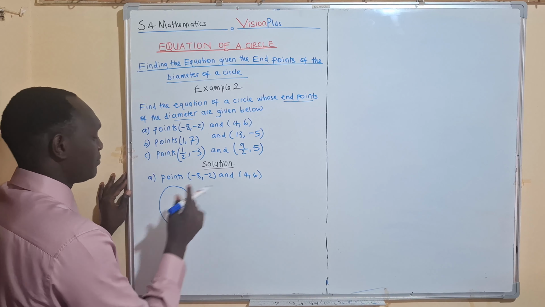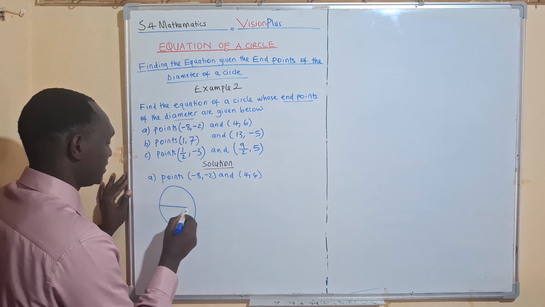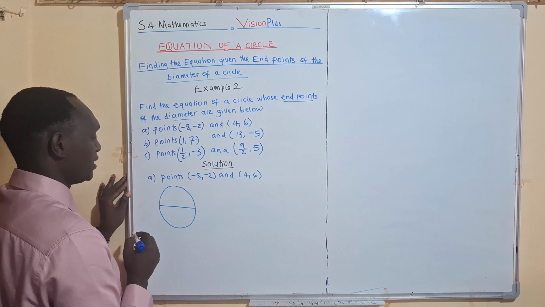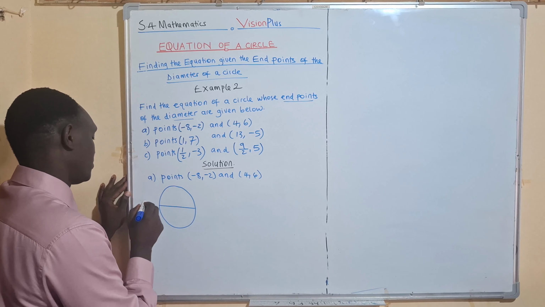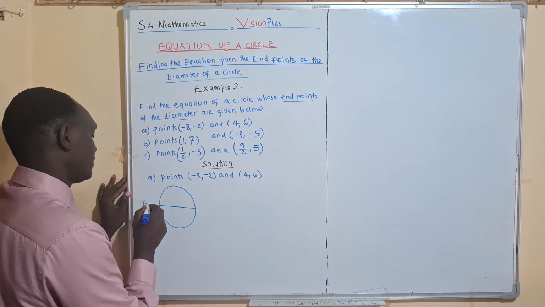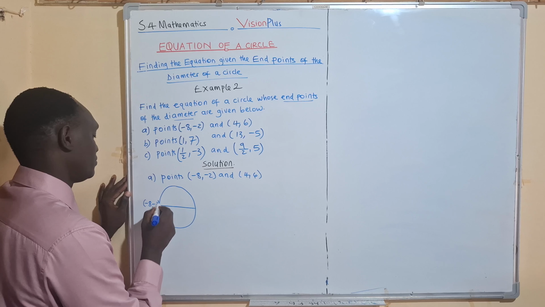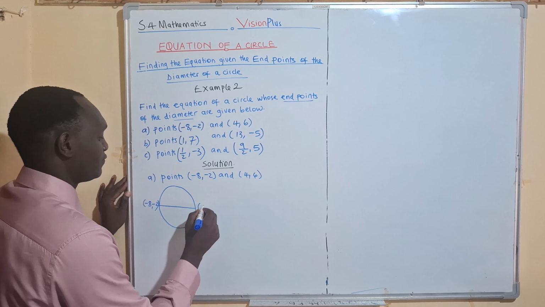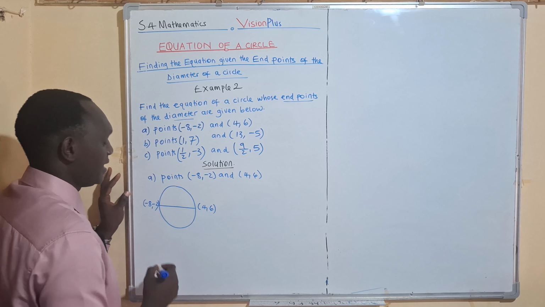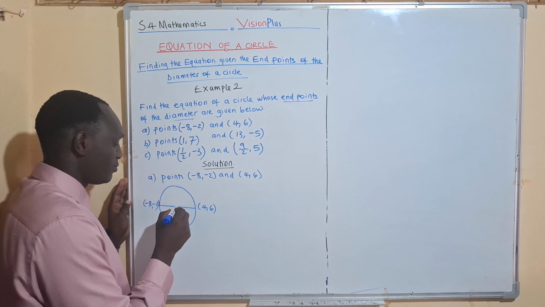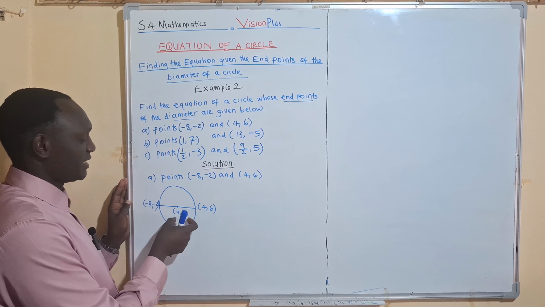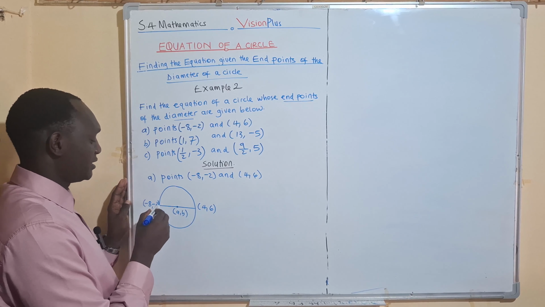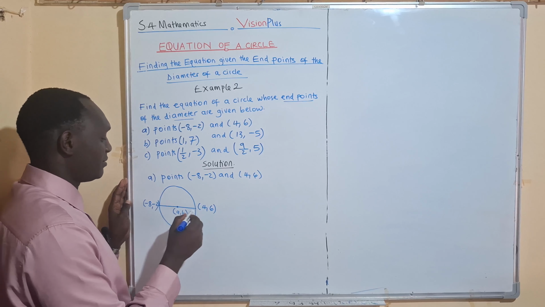These 2 points are the endpoints of the diameter. So you divide the circle into 2 to get the diameter, and then you put these 2 points at the ends. So on this side, I'll put -8 and -2. Then on this point, I'll put 4 and 6. And exactly in the middle of these 2 points is where we have the center of the circle, given by (a, b). So for us to find the center, we need to get the midpoint of the endpoints of the diameter.